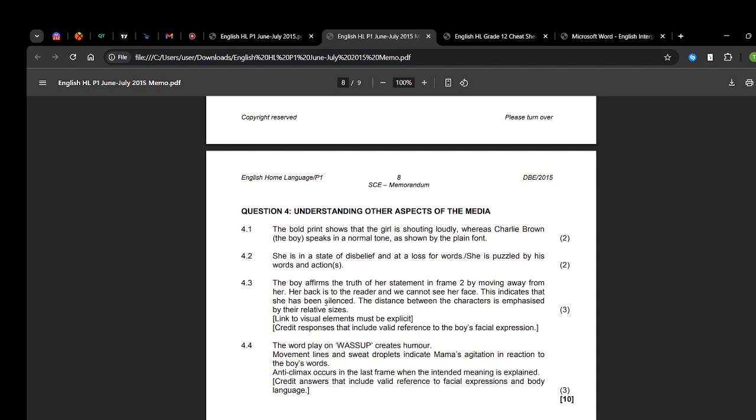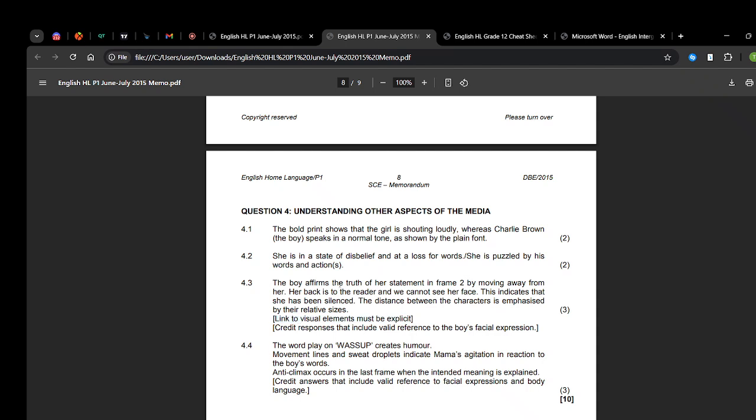Frustrated. Any words that you guys can use to prove why her back is facing the reader. And then the distance, like we've said, between the characters is emphasized by their relative sizes. So now in this frame, they're no longer close to each other. You understand? And then here the teachers just want to see link to visual elements must be explicit.